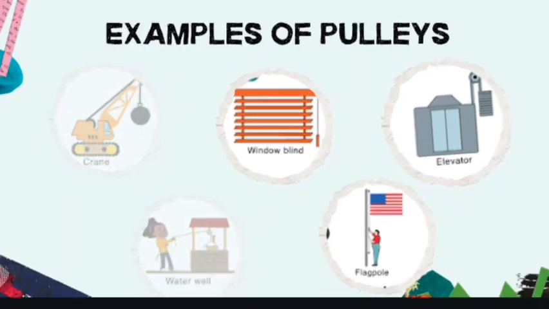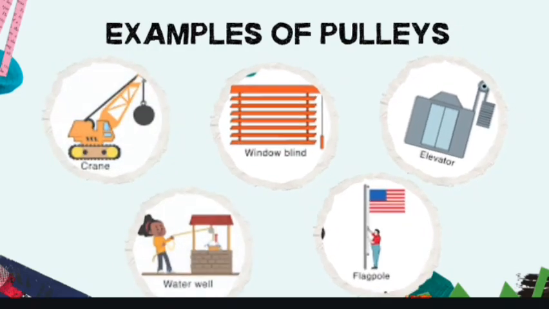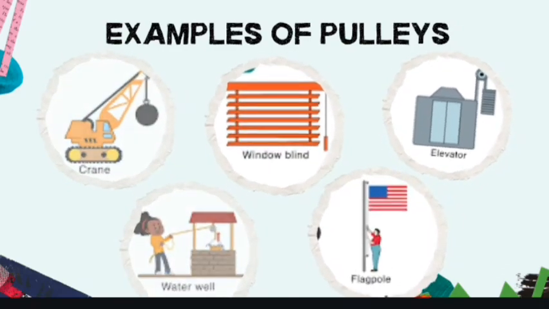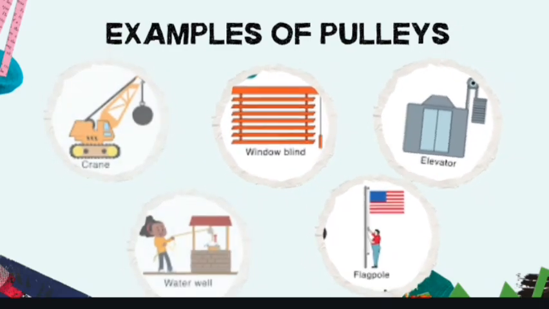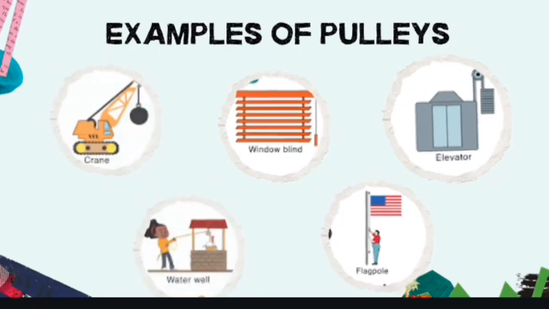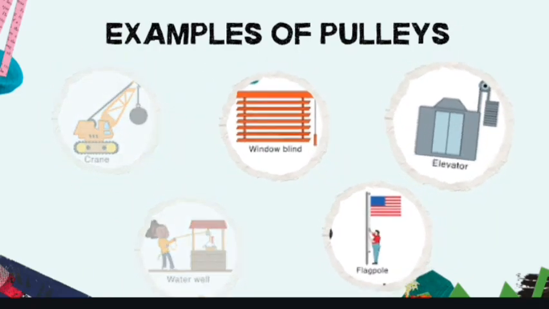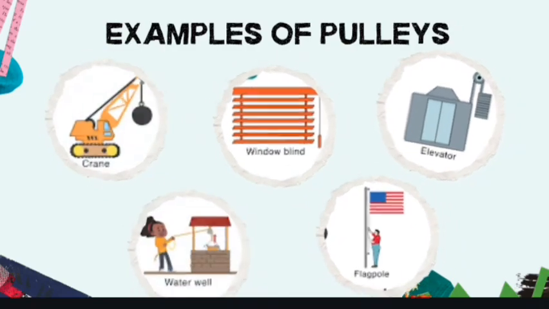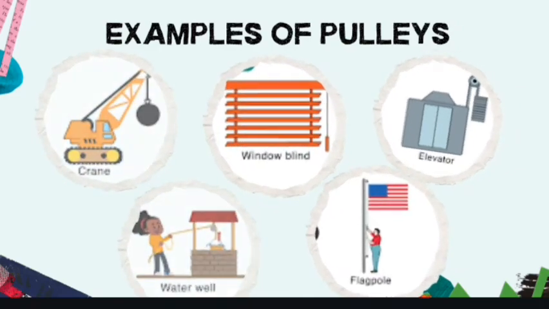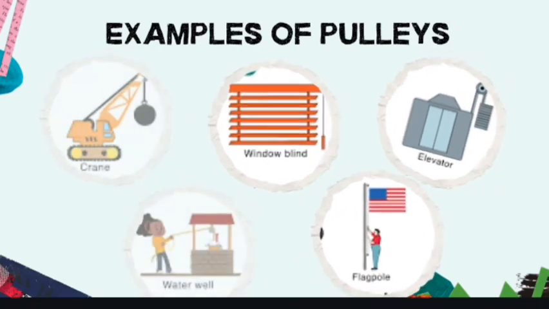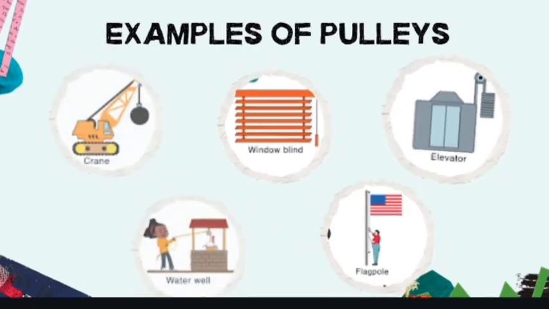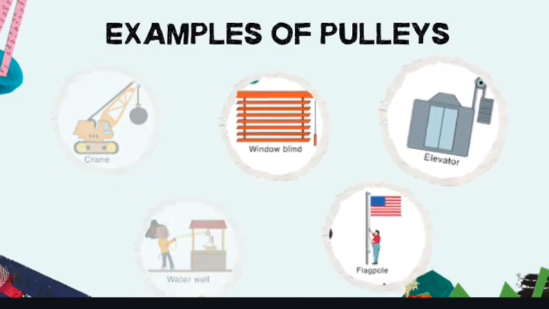Now, there are various examples of pulleys, like the crane. So this crane is used in, let's say, construction sites, lifting up heavy objects where building is happening and all that. So the crane is used to lift heavy objects, and it uses a pulley system. So you can see that. We have the window blinds. We have window blinds in our houses, in our homes, in our schools. So you can see that there's also a pulley that is used to close or open the window blind.